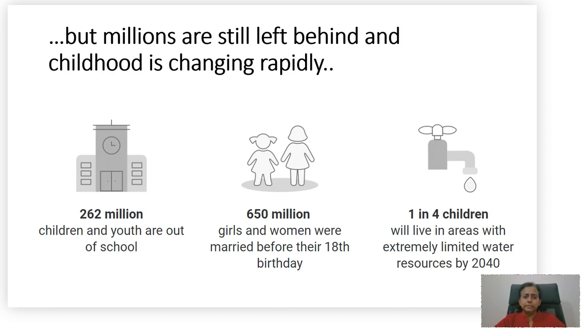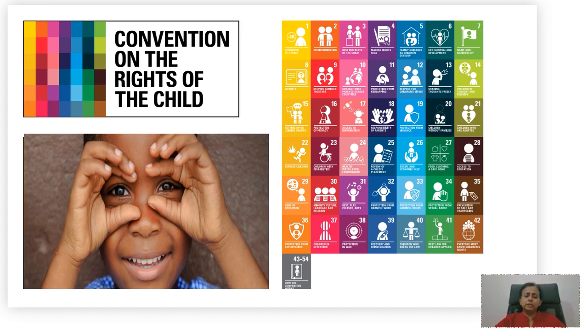Because of this, the Convention on the Rights of the Child was established, mainly to safeguard and protect children from all these adverse events related to the environment and the society.